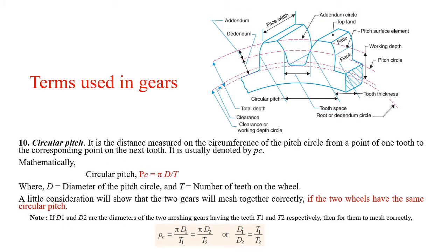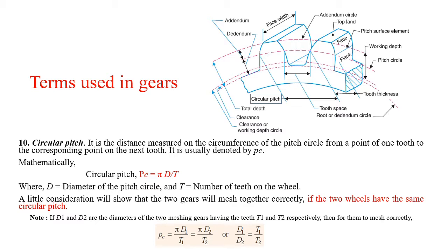Circular pitch. It is the distance measured on the circumference of the pitch circle from the point of one tooth to the corresponding point on the next tooth. Circular pitch is represented in this diagram by a square block. Observe that distance. It is the distance measured on the circumference of the pitch circle.